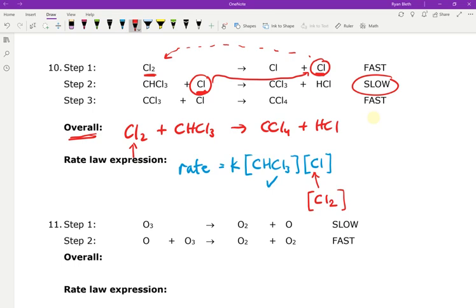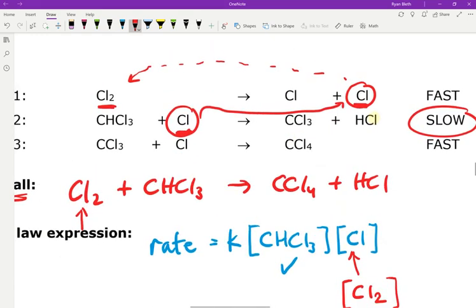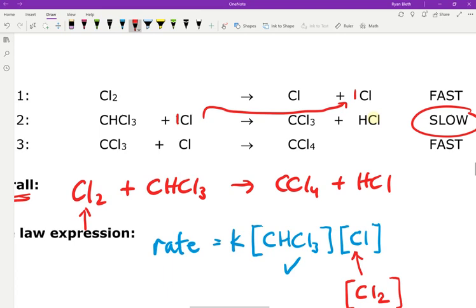It's not an intermediate. It can be part of the rate law expression. However, here's the thing. In my first reaction here, I'm just going to erase some of this again because it gets a little bit cluttered if I have too much going on the outside here. To make 1 chlorine, which is what we need for this reaction, to make 1 chlorine that we need in our slow rate determining step, if we're getting real honest, I only used half of that Cl2 to get there, right?